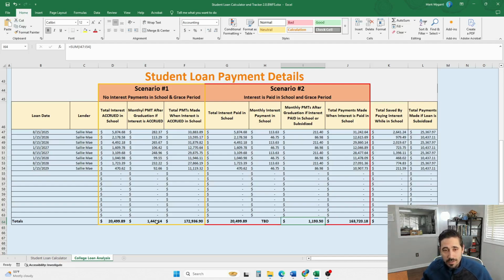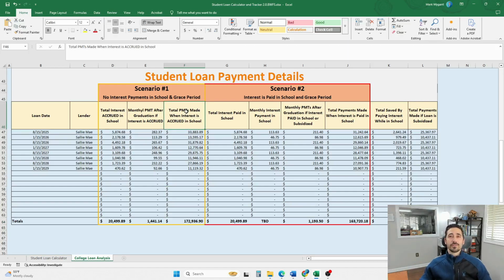An extra $250 something a month that you have to pay, which is material in most people's lives, especially when you're first starting off with your career. So you can see the impact on it. In addition, you can see the impact right down here in our analysis, where you can see the total payments made when interest is accrued in school.